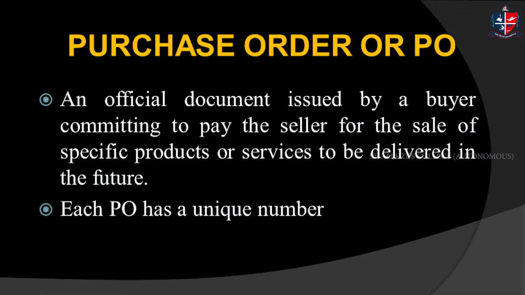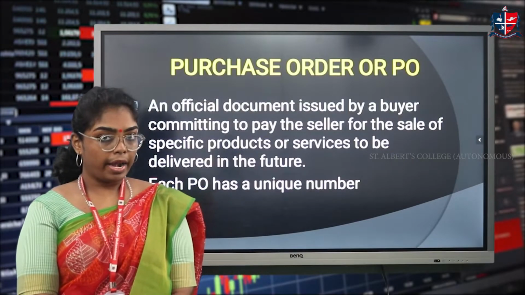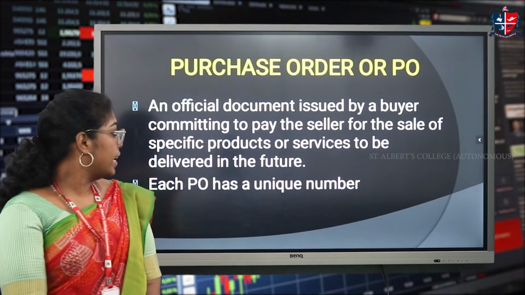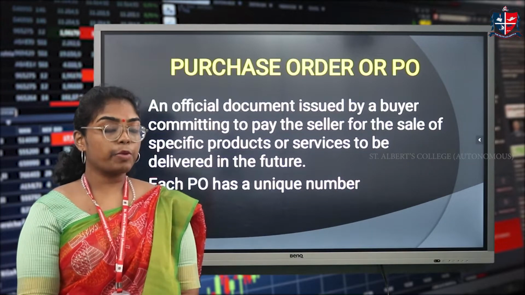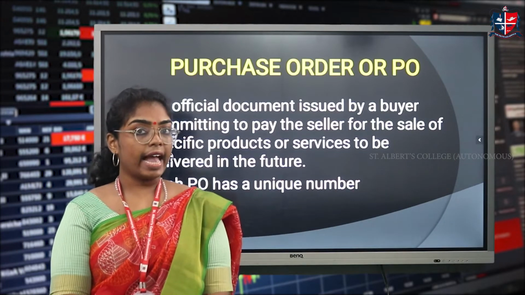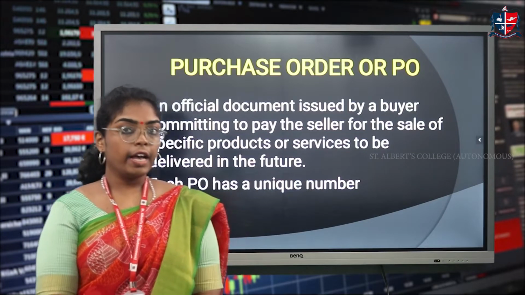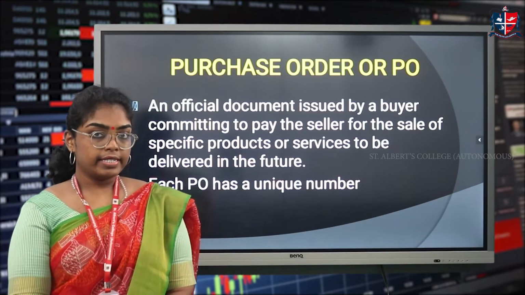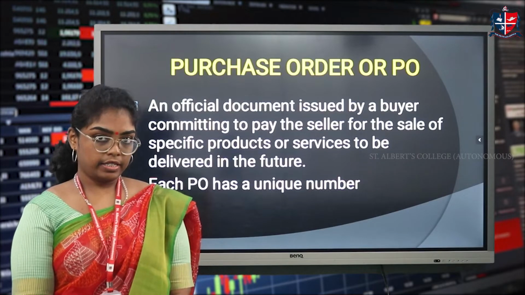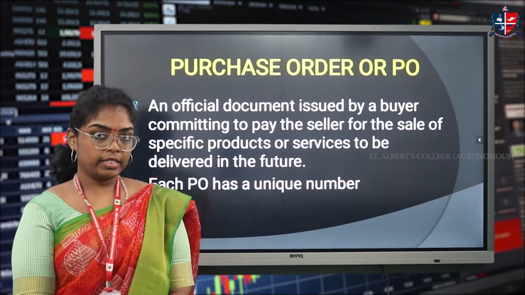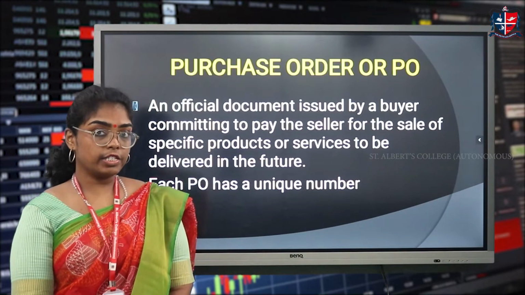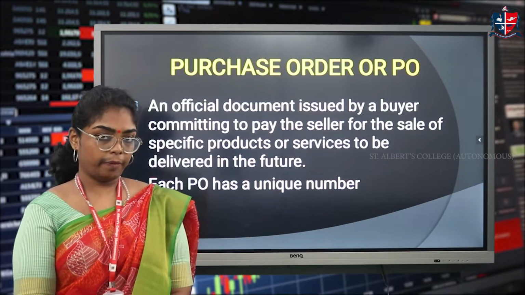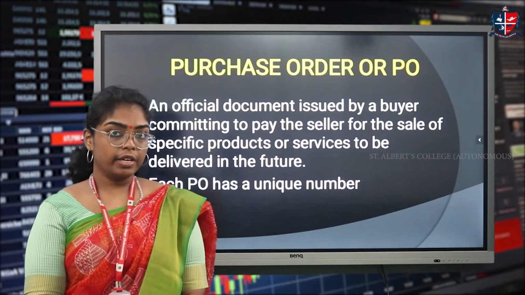A purchase order, or PO, is an official document issued by the buyer to the seller to pay the seller for the sale of a particular product or products at a later date. That is, the buyer assures the seller to make payment for the products at a later date. Each PO will have a unique number, and with the help of the same, the transaction is identified.